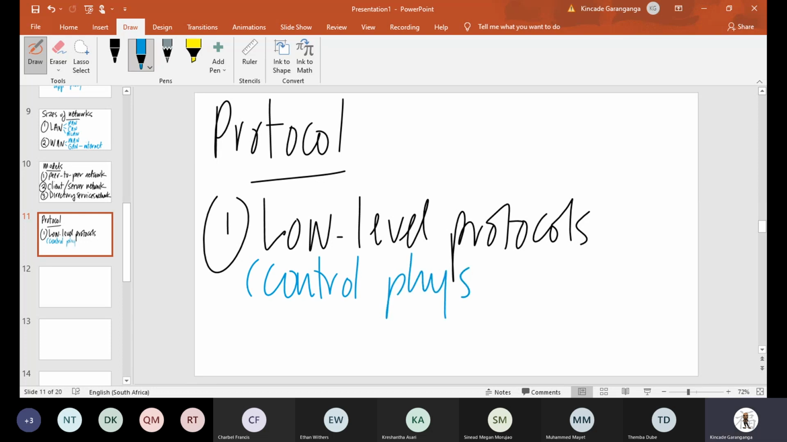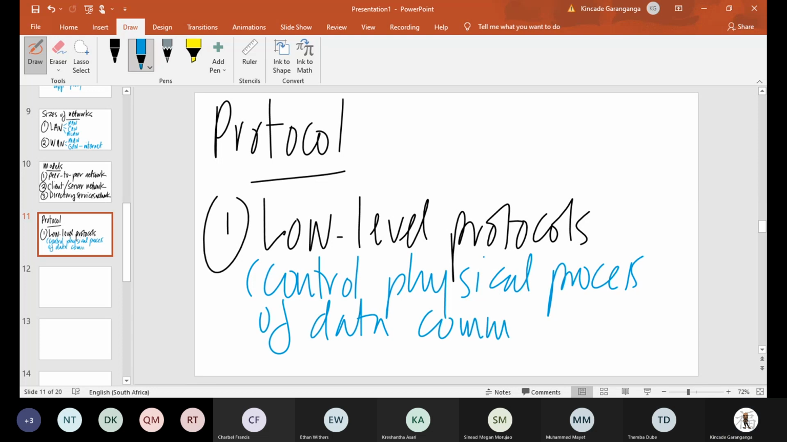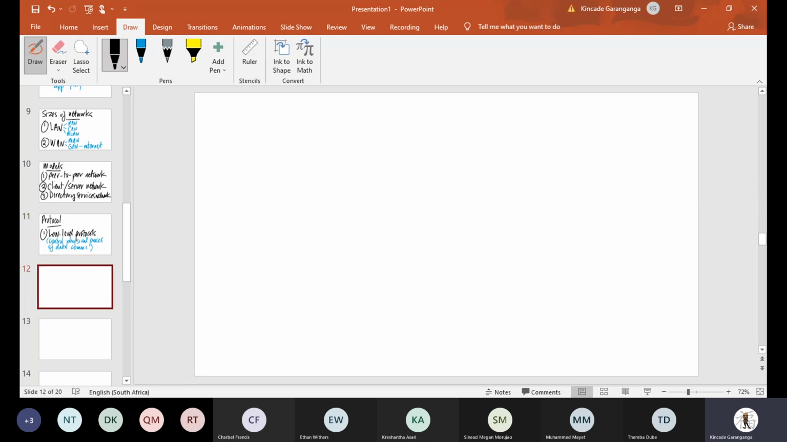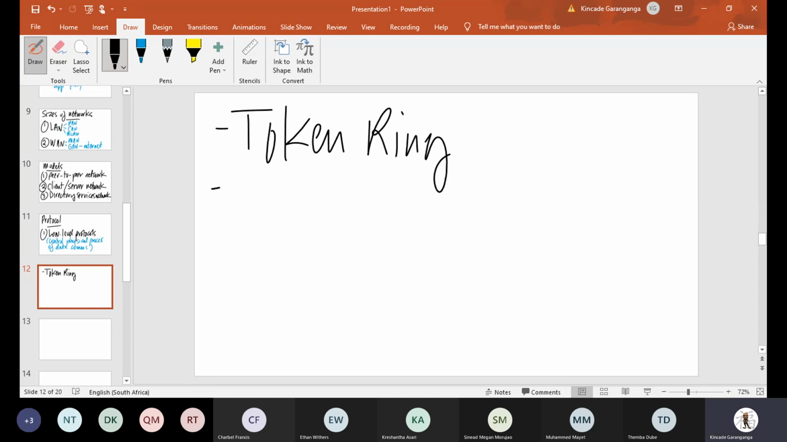So low-level protocols control the physical process of data comms. That's what your low-level protocols are all about. And you've got distinctive examples of these low-level protocols. You can discuss what is known as the token ring. You can also look at ARCnet. And then you can also even discuss Ethernet.